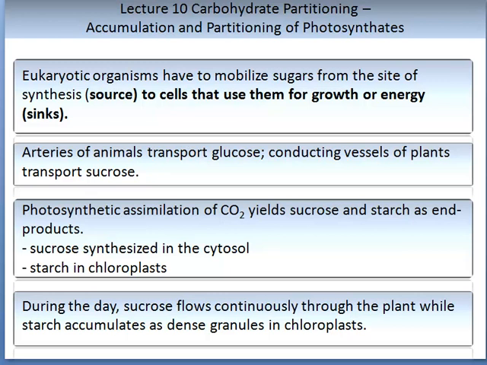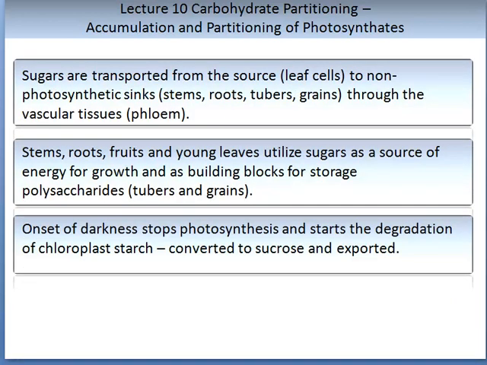During the day, sucrose flows continuously through the plant while starch accumulates as dense granules in the chloroplast. Sugars are transported from the source, the leaf cells, to non-photosynthetic sinks, stems, roots, tubers and grains, through the vascular tissues, the phloem, as we learnt in the previous lecture, Lecture 9. This process is called translocation.